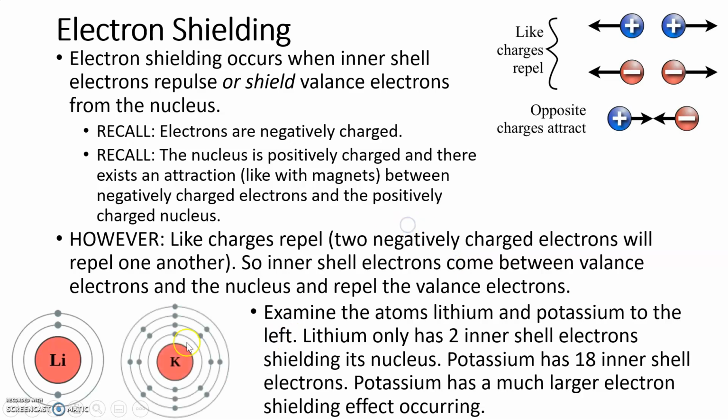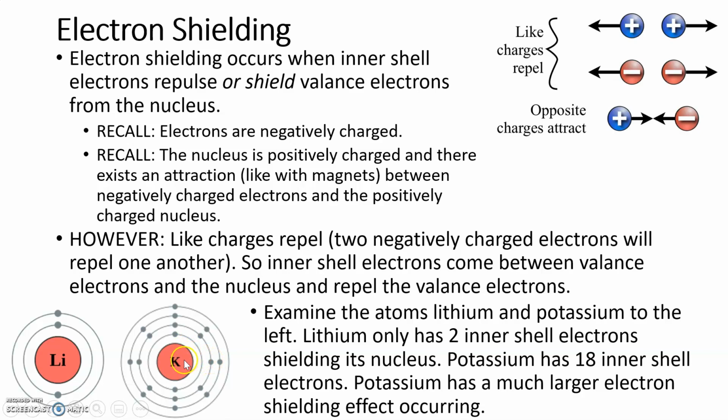We'll take a look at 2 atoms here, lithium and potassium. With lithium, it doesn't have very much shielding going on. You've only got these 2 inner shell electrons. So that one valence electron is going to have a pretty strong pull to the positively charged lithium nucleus. There's not much shielding occurring at all.